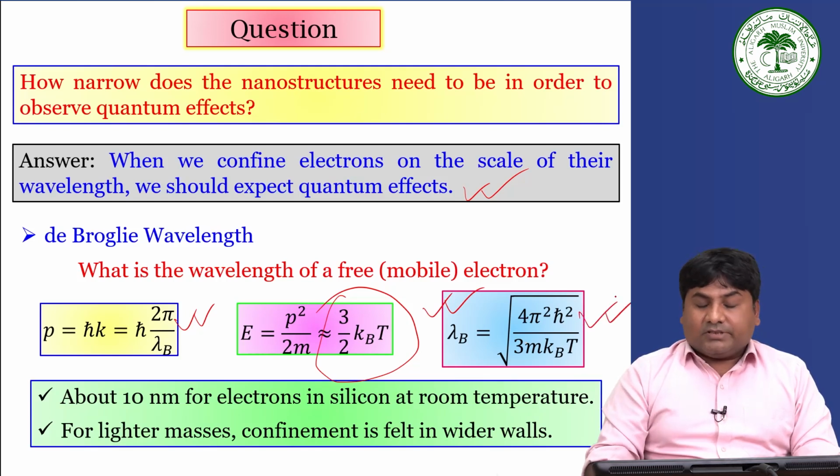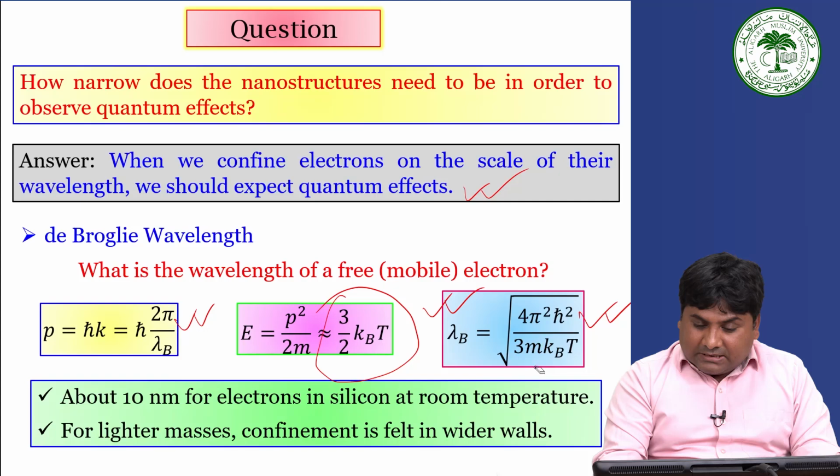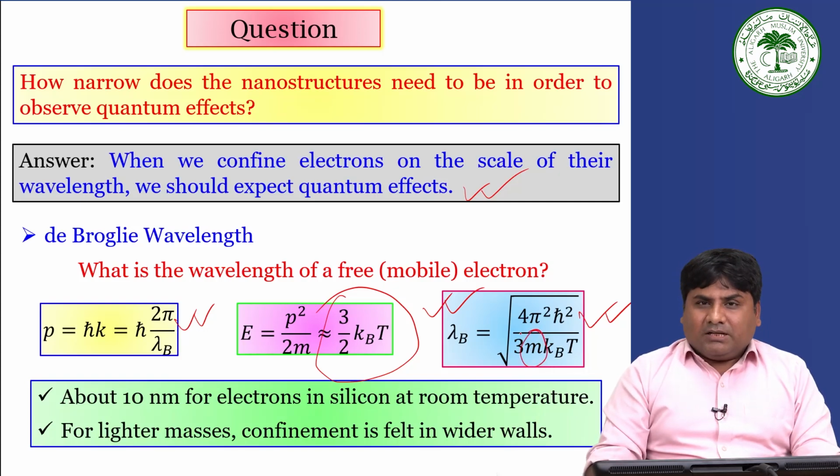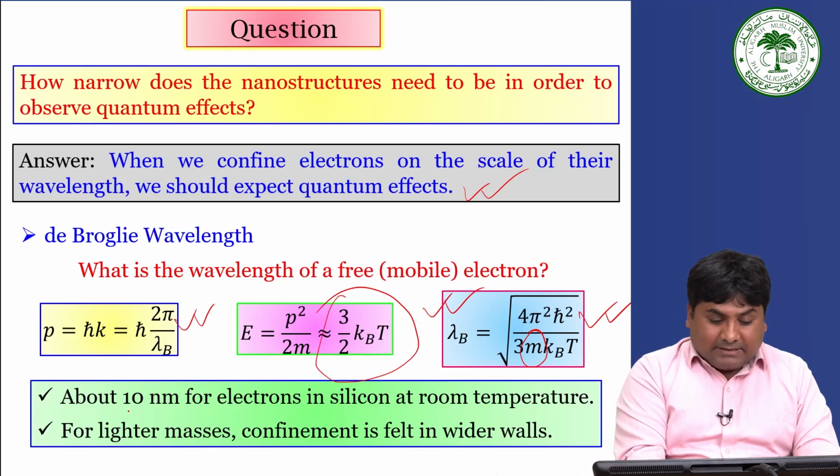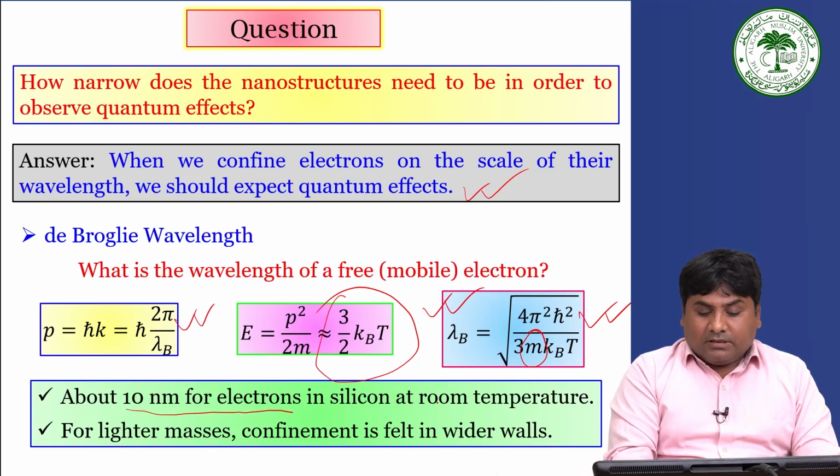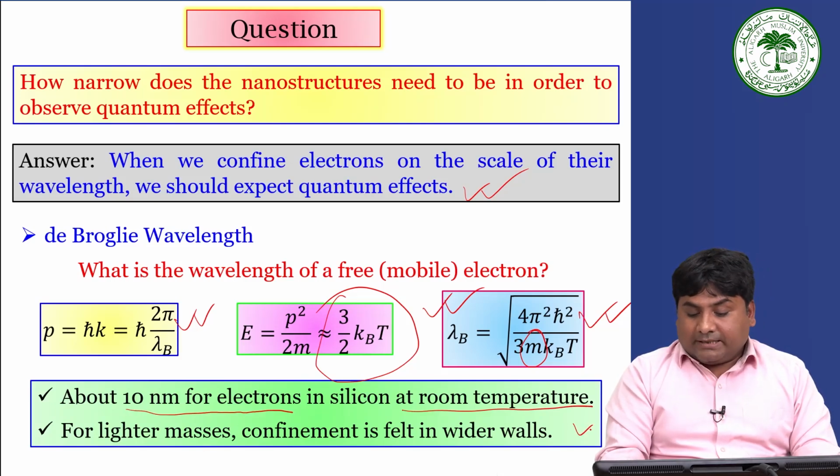So from this equation you can calculate the electron de Broglie wavelength, and that also depends on the mass. You can see that one factor is the mass of the material, or mass of the atoms. In case of silicon, the quantum confinement effect is observed because silicon has about 10 nanometer per electron at room temperature. But for lighter masses, confinement is felt over wider regions.